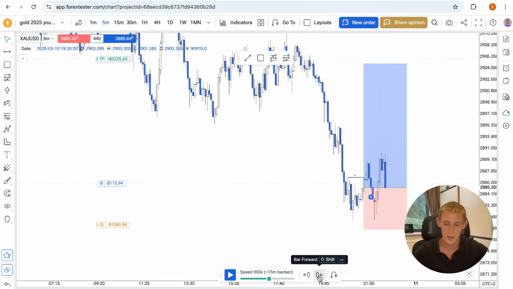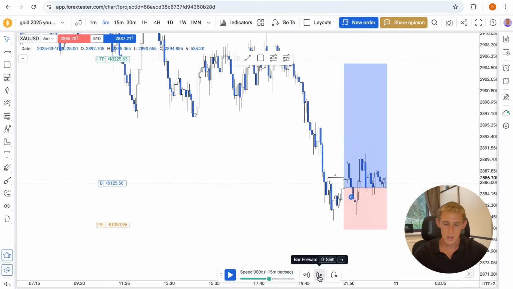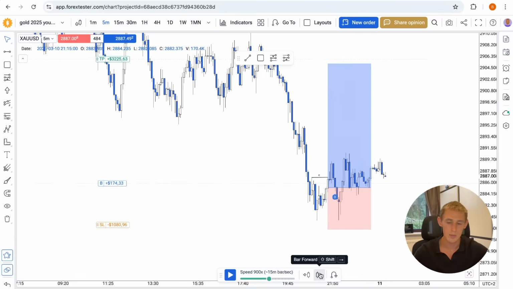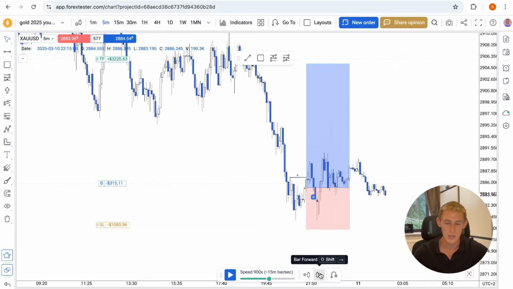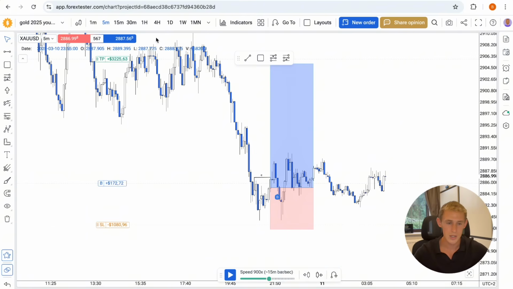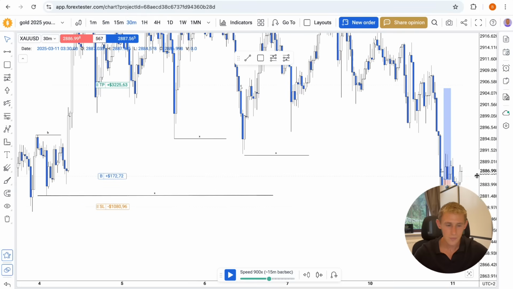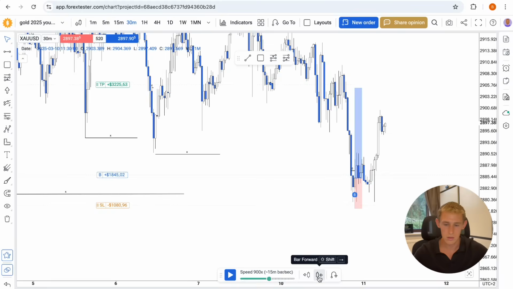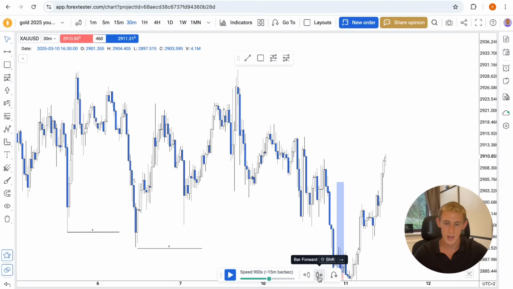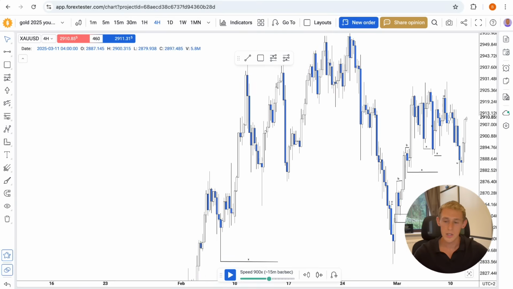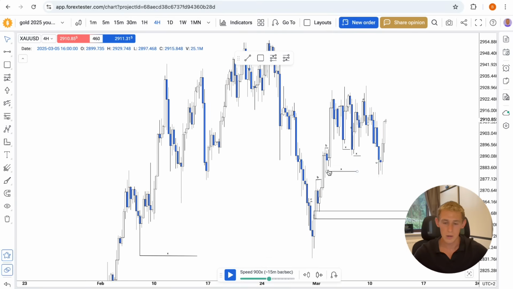So let's have a look how this goes. In this case, it seems, yeah, price would have retraced into your area, but as always, it's not going to always do that. So it's better to just kind of have that more general entry rather than trying to go for sniper entries all the time. So let's see price making its way up. And yeah, there we go. Nice TP hit.